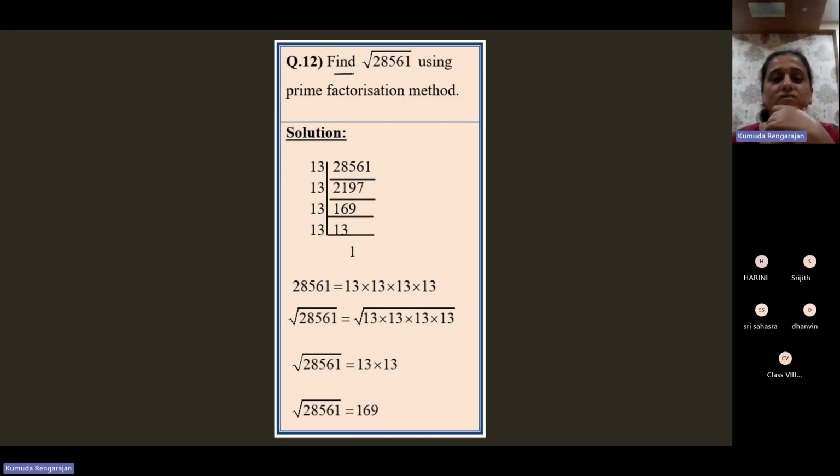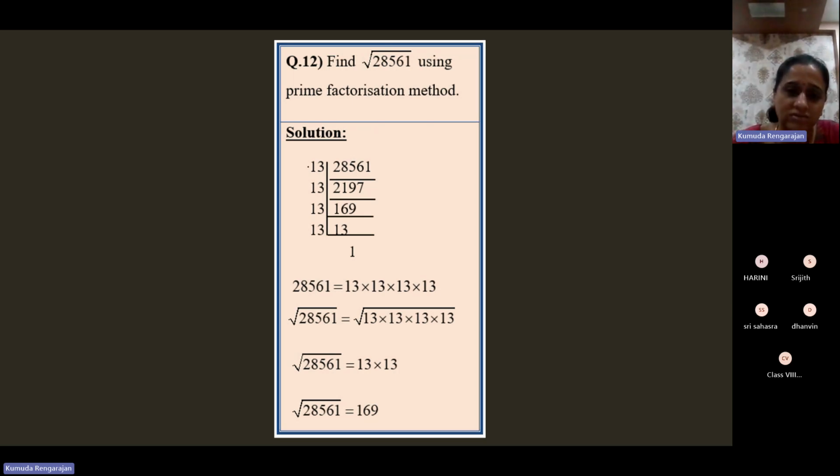When the question is like this, find the square root of 28,561 using prime factorization method, that means the number is a perfect square. Otherwise, they'll not ask you to find the square root using the prime factorization method. If you're asked to find the square root of any number by the prime factorization method, it's understood that the number is a perfect square. So every prime factor will happen an even number of times, 2 times or 4 times or 6 times.